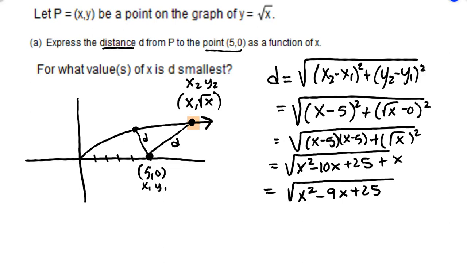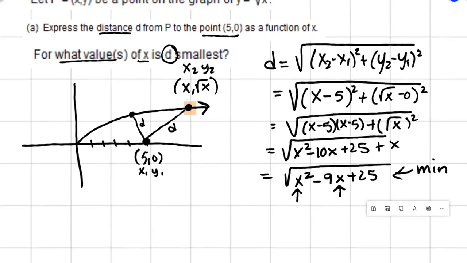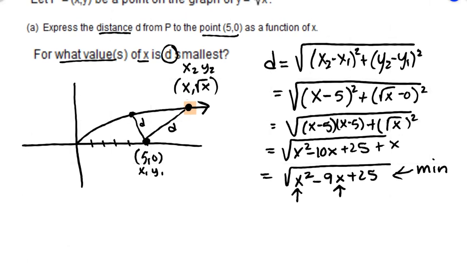And we want to know for what value of x the distance is the smallest. So we want a minimum value for this distance, and we want to know what x value produces that minimum distance. Now this can be done in many different ways. I'm doing this problem focused on a precalculus class. So we're going to use a graphing calculator to get the answer.